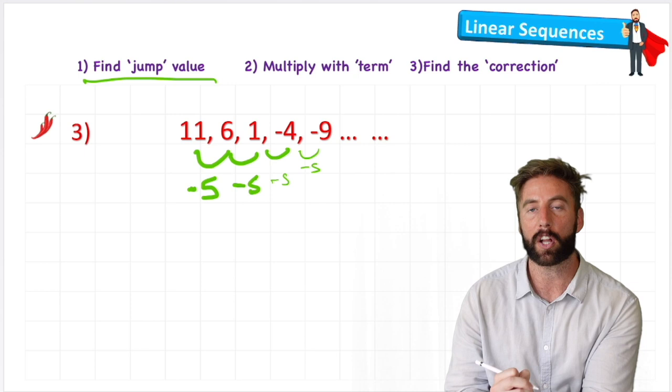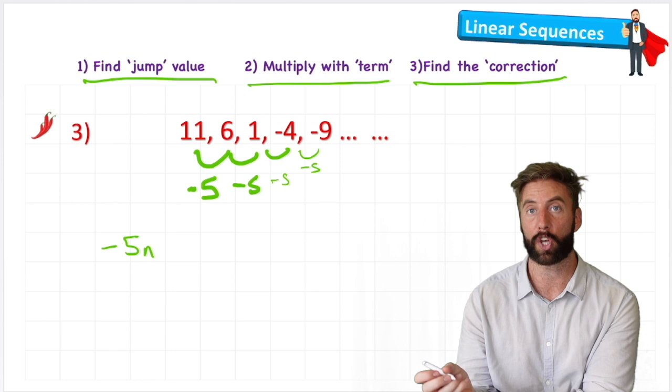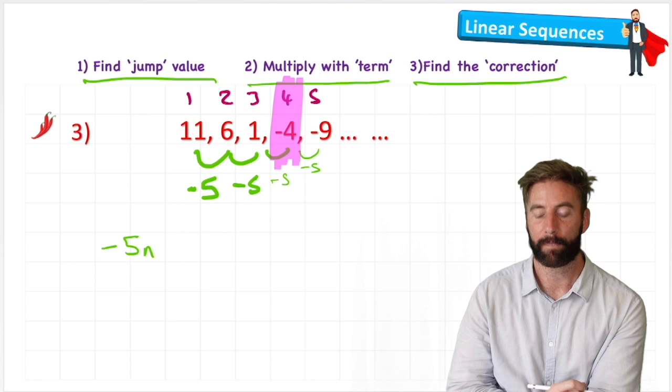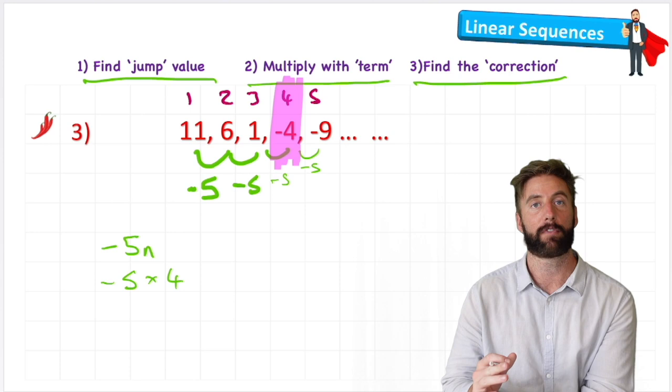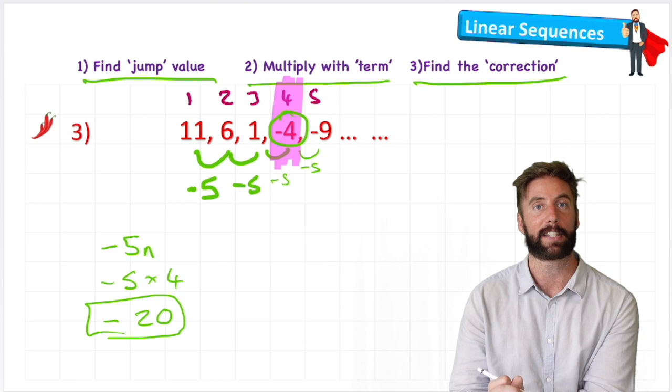Okay, then we're going to multiply with the term and find the correction. So let's look at an example with one we've got. But first, let's put our term values on the top, our numbers, 1, 2, 3, 4, 5. And we can just pick any example. Let's pick number 4, the fourth term. Negative 5 times 4 becomes negative 20. Okay, so we're close to our negative 4 target, but not quite. So how can we get from negative 20 to negative 4? Well, we would need to plus 16.